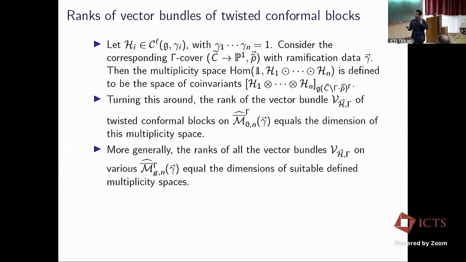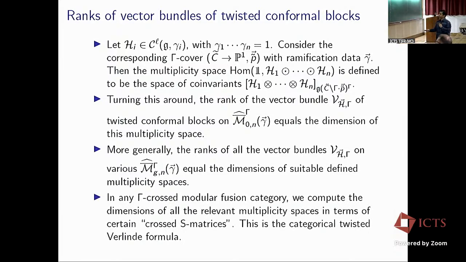So we prove that there is a formula for such multiplicity spaces, and even these more general multiplicity spaces which appear here. We prove a categorical twisted Verlinde formula for this, which computes the dimensions of all these multiplicity spaces, and this will give us the dimension of all these vector bundles of twisted conformal blocks. This categorical twisted Verlinde formula involves certain matrices which are known as crossed S matrices.